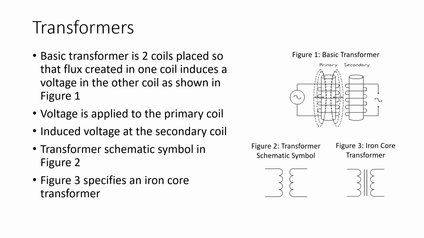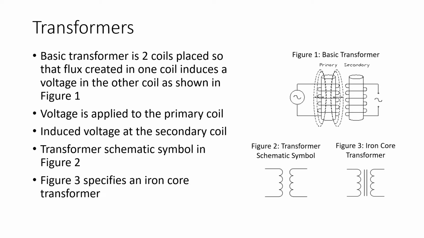Now understand that a transformer can only operate with an alternating current source so that the magnetic field expands and contracts, or a changing DC voltage. So again, the magnetic field expands and contracts. A transformer cannot operate with a steady state DC voltage applied to the primary.